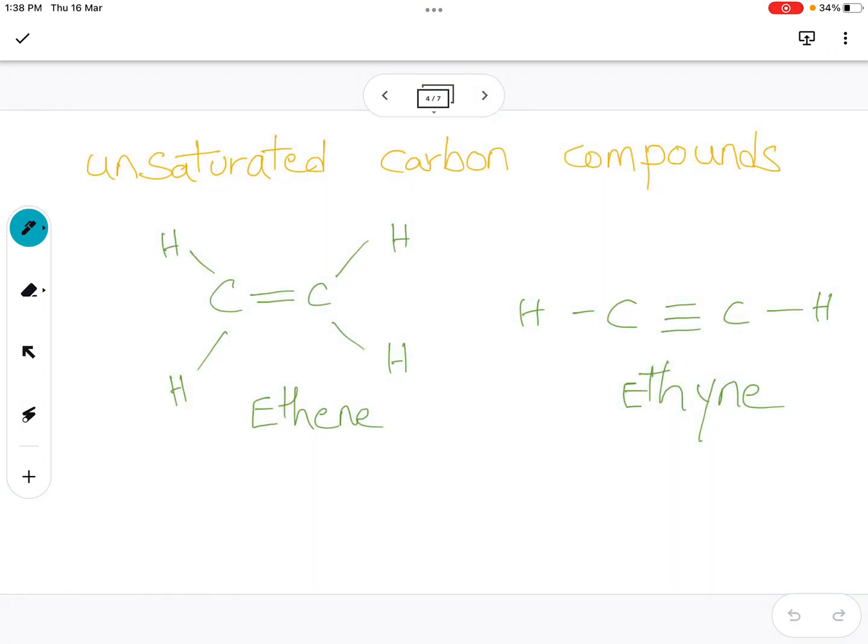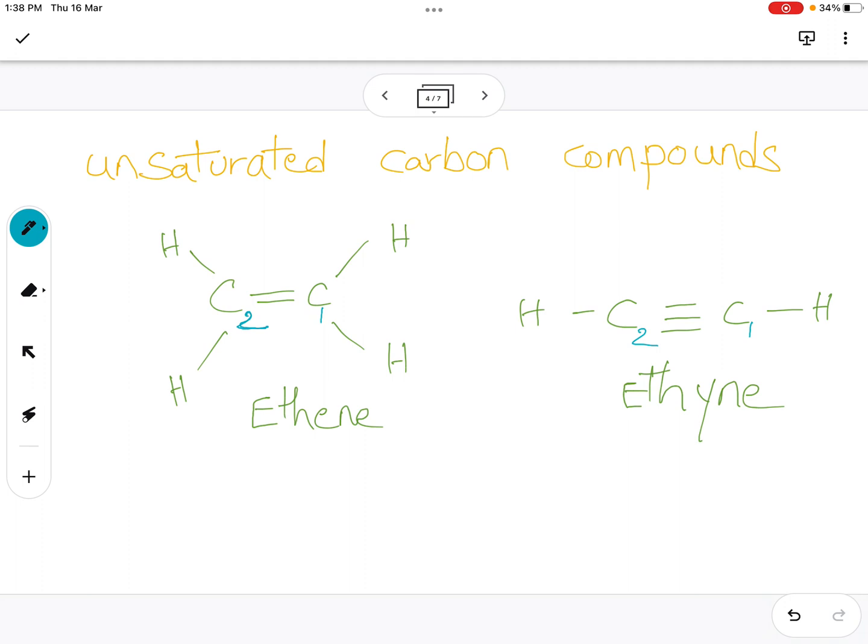Next one is unsaturated carbon compounds. Unsaturated carbon compounds have double or triple bonds. See here, in between the carbon elements, a double bond is here. Here a triple bond is there. This type of compounds are called unsaturated carbon compounds. Carbon compounds that contain double or triple bonds are called unsaturated carbon compounds.